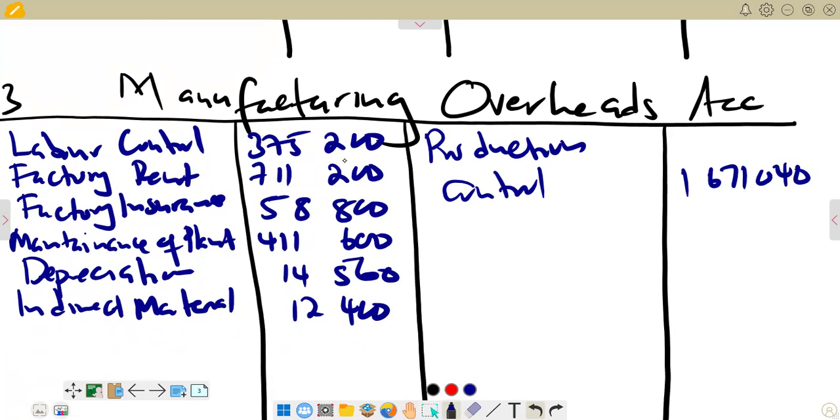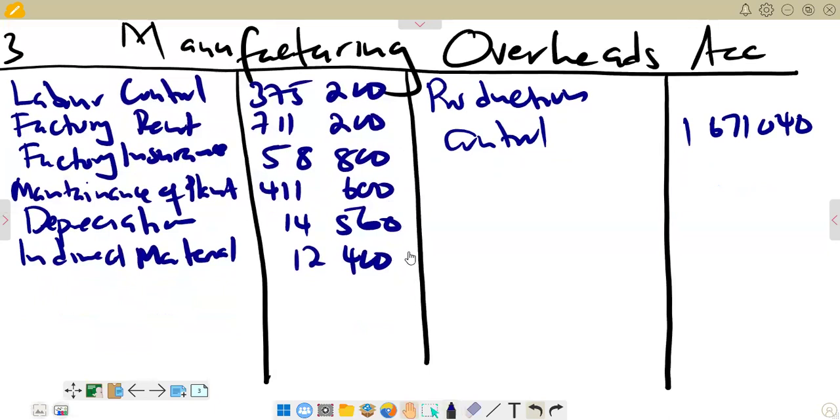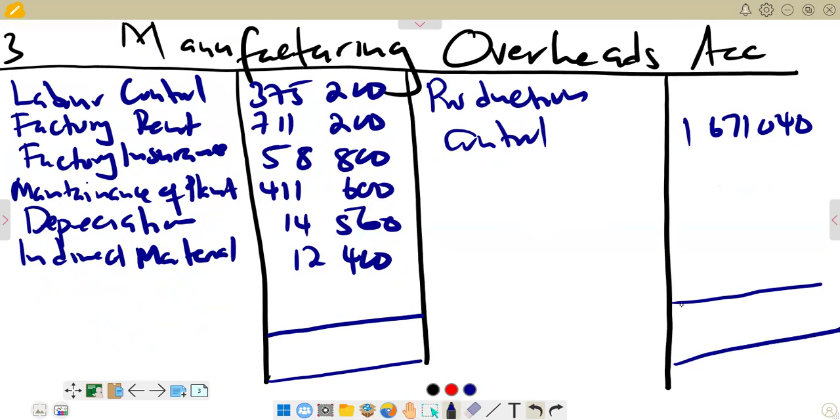After you've entered this, you can now balance your manufacturing overheads. And the balancing figure should go to cost of sales, no matter which side it is. Remember, we are going to compare the 1,671,040 on the credit side with the total that we have on the debit side. So you see that this figure is the greater figure. Since we have 1,671,040 as the greater figure, it is the one that is supposed to come in between the double lines. So we can put our double lines. And what we are saying is that this 1,671,040 is going to come here as our greater total.